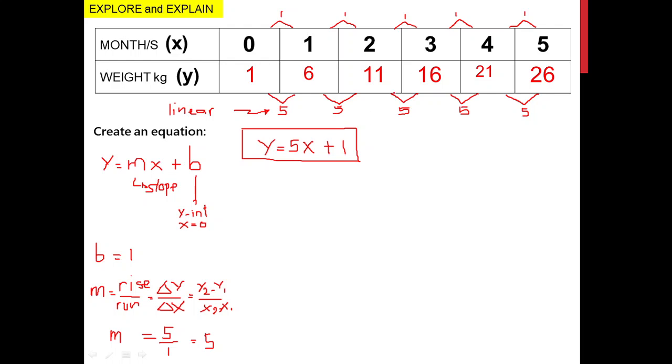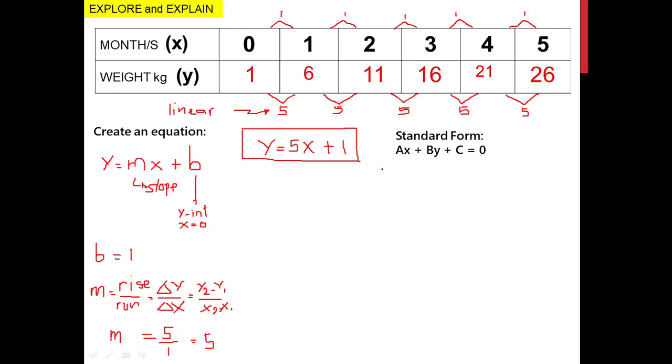Correct. When my x is 3, so that is 5 times 3, 15 plus 1, 16. Correct. When my x is 4, 5 times 4, that is 20 plus 1, 21. Next, when my x is 5, 5 times 5, that's 25 plus 1, 26. So we get the correct equation of our problem.